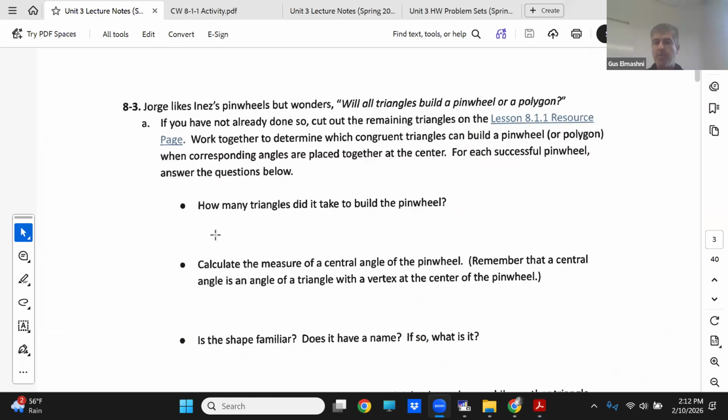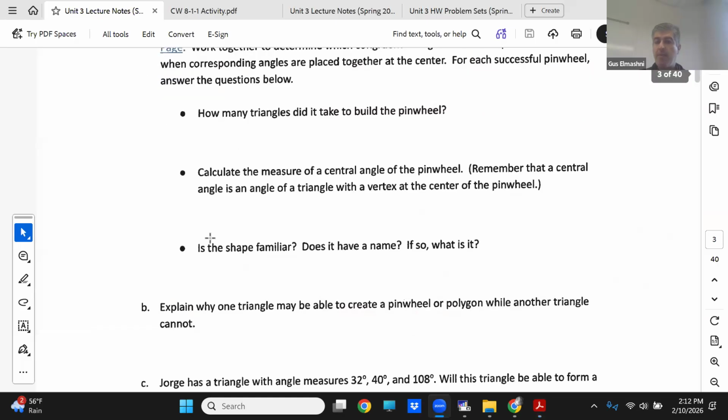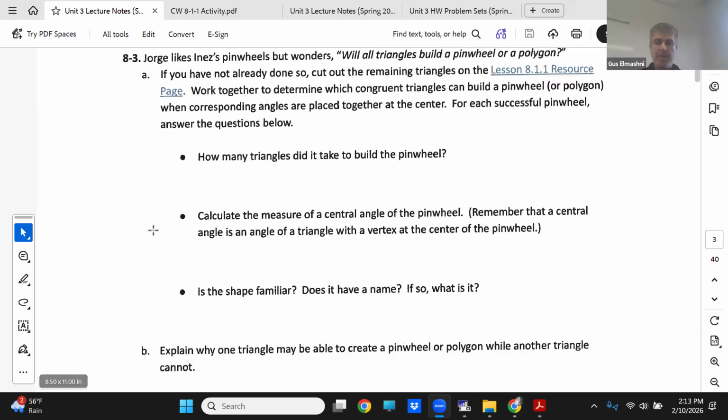How many triangles did it take to build a pinwheel? Calculate the measure of a central angle of the pinwheel. Remember, the central angle is an angle of a triangle with the vertex at the center of the pinwheel. Is the shape familiar? Does it have a name? If so, what would you call it? So let's go through that right now, all right? And I'll come around and help you guys out.